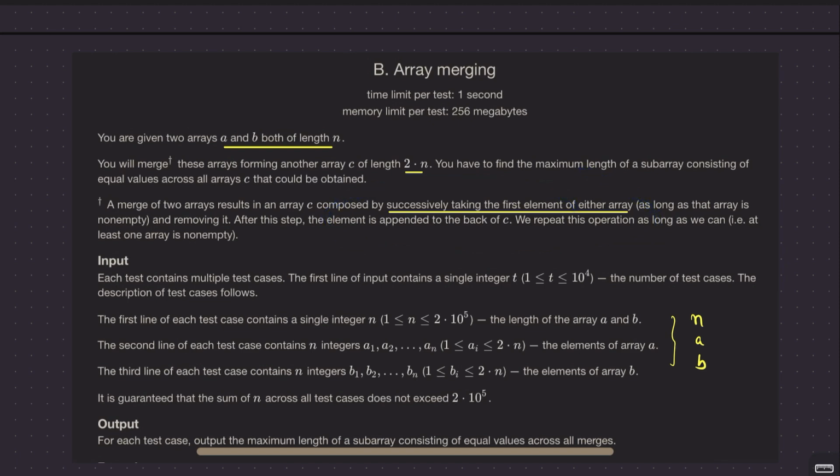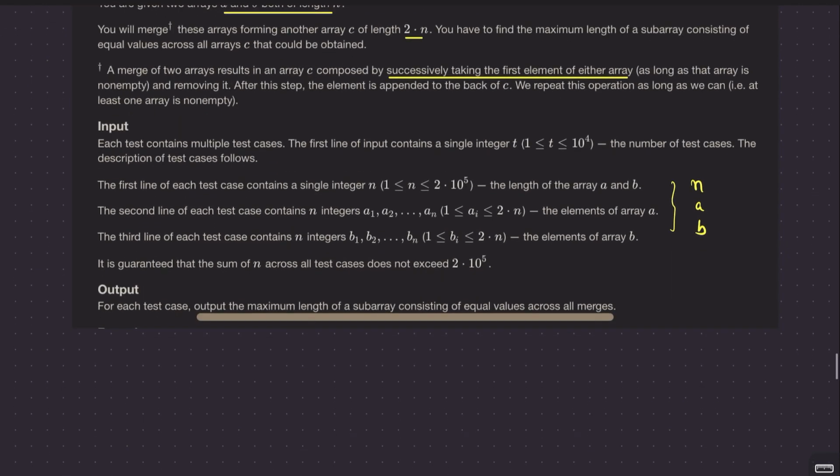You just successively take the first element of either array and append it to the back of C. Until both the arrays are empty, you keep on doing the operation, taking the first element of an array and putting it at the back of C. Now, what does this question want? What is the expected output?